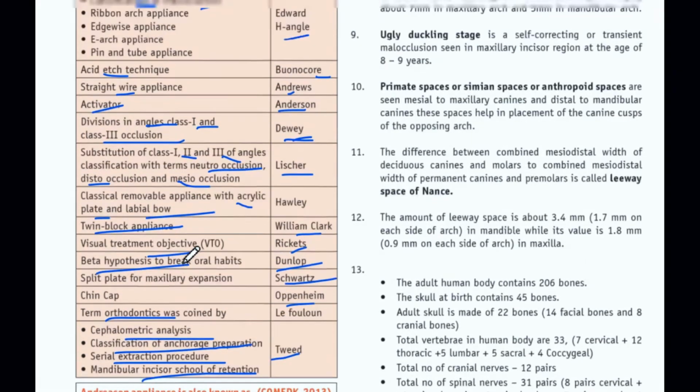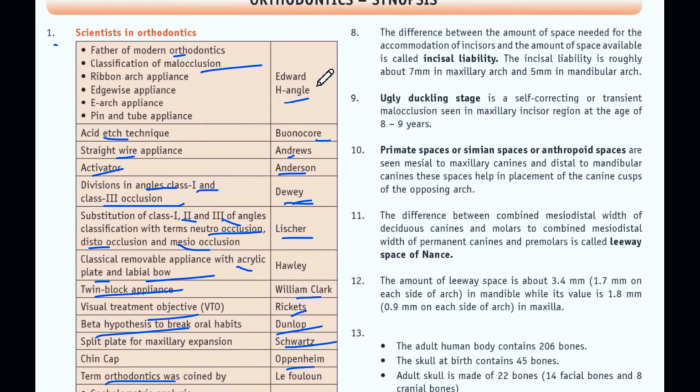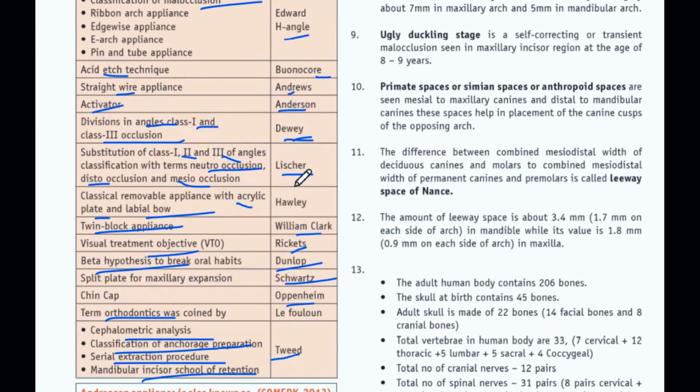Okay, so let's revise once again. Edward H. Angle, who is known as the father of modern orthodontics, he gave us classification of malocclusion, ribbon arch appliance, edgewise appliance, E-arch and pin and tube appliance. Bonacor, who invented acid etch technique, straight wire appliance was given by Andrews. Activator by Anderson, also known as Anderson appliance. Next is Dewey, who further provided divisions in Angle's class 1 and class 3 occlusion.